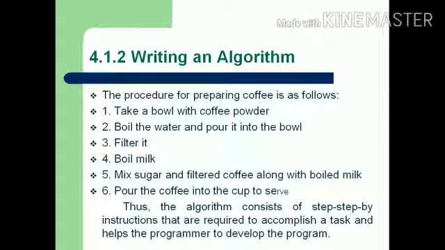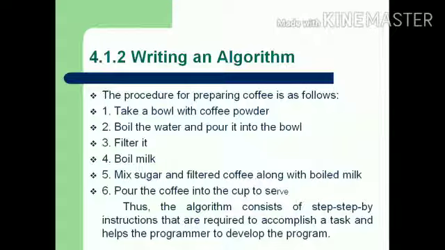Number three, after boiling the water, we filter it. Number four, boiling the milk. Here we are using the fourth input, milk. We are boiling the milk. In step number five, we are using another important input, sugar, and filter coffee along with the boiled milk. We are mixing three inputs here: sugar, coffee powder, milk. Number six, now coffee is ready. We are ready to pour the coffee into the cups to serve. So these are the important processes. Finally, we get the output, coffee.